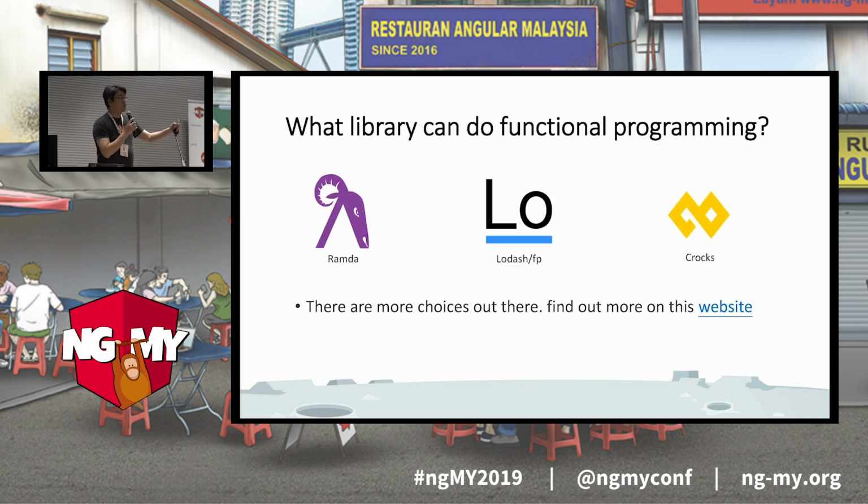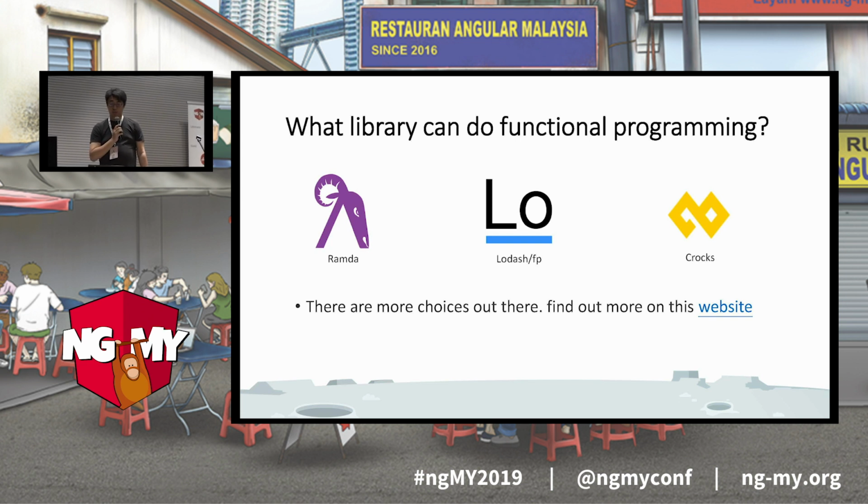But can we do functional programming by ourselves? No, it's not easy to do. You need the language to help. But in JavaScript, we have a lot of libraries that can help us do functional programming, like Ramda, Lodash, and Clock. These are like the three top public libraries we use in JavaScript.